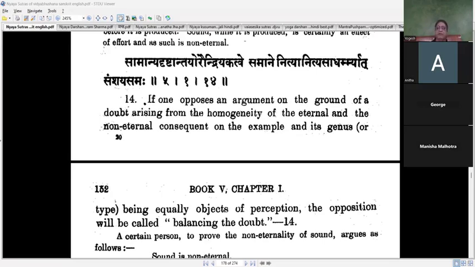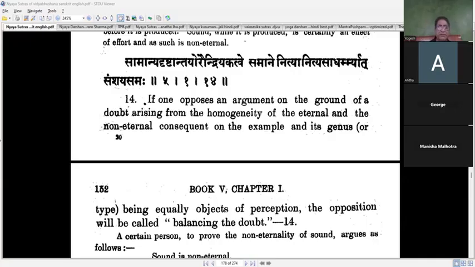The sanshaya sama logical fallacy, or balancing the doubt, happens when two objects are commonly, equally perceived, and then the eternal and non-eternal natures of the object are taken. What is the eternal nature? The unmanifest state of the object. That is the eternal nature, always. And the non-eternal nature is the visible aspect of any object. So using these two, a doubt is cast to oppose an argument about their properties.